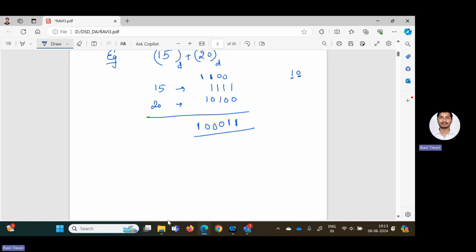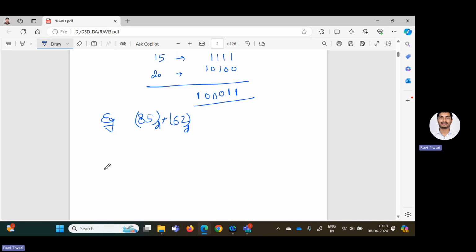Okay, let's see another question. For example, you want to add 85 plus 62. Both are in the decimal number system and we need to add them. So the first step is, you convert 85 into the binary number system, and 85 in binary is represented as 1010101. Similarly, 62 in binary is represented by 111110.